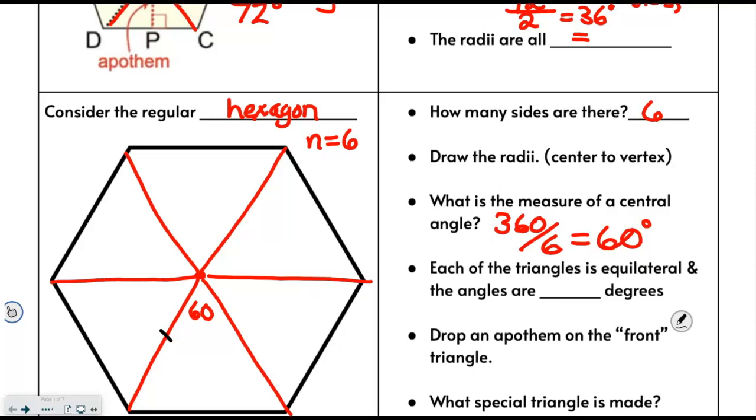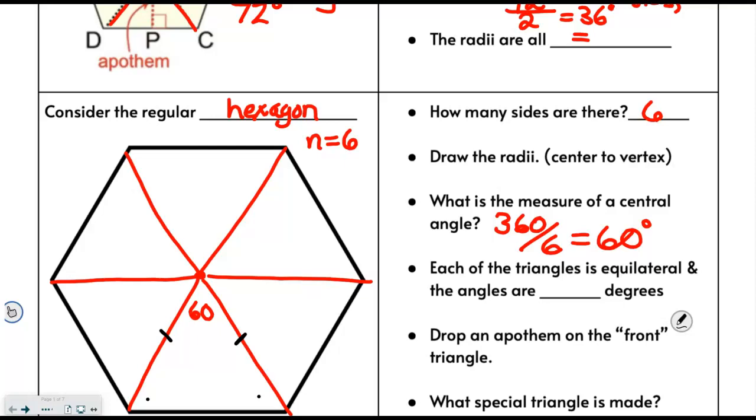Because remember I told you the radii are the same. And if the radii are the same, we have an isosceles triangle. I like to say that word. And the base angles are the same for an isosceles triangle. And the angles in a triangle add up to 180.